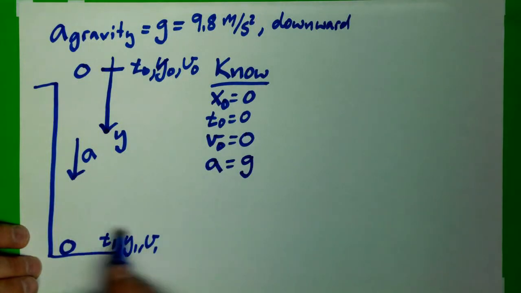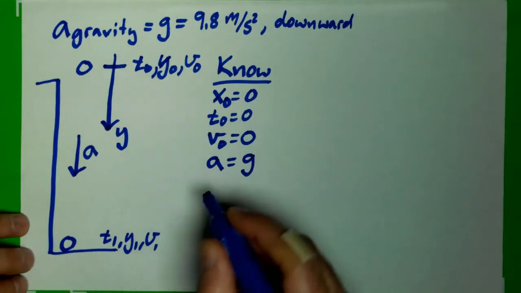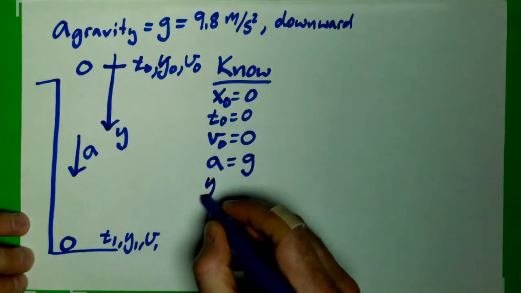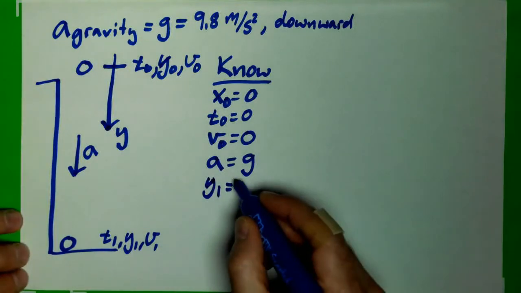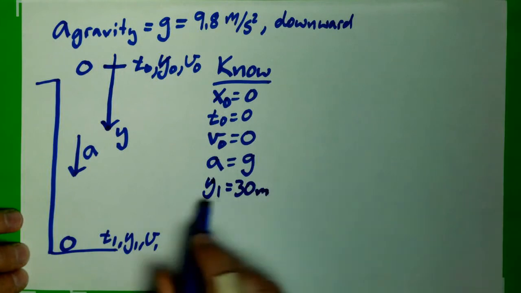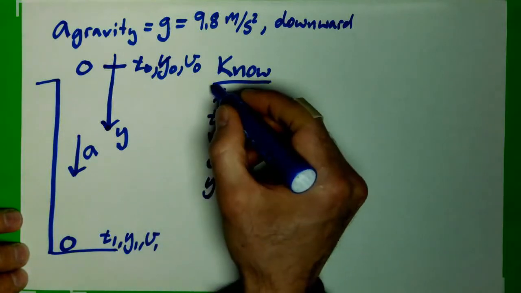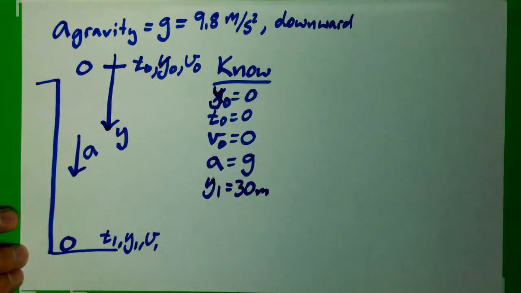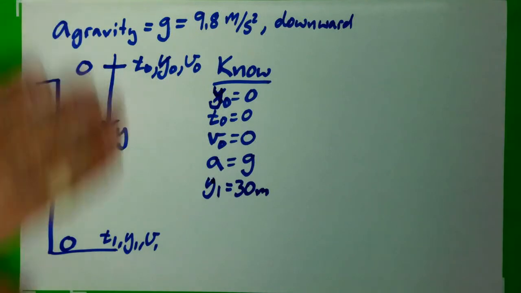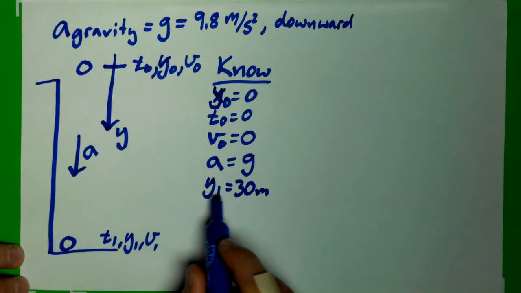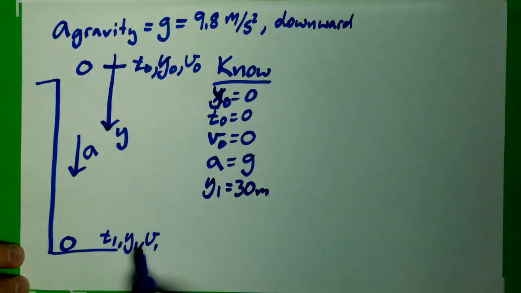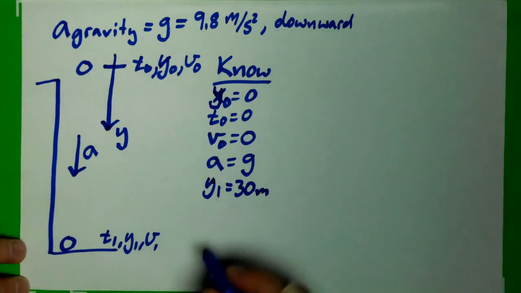And what do I know down here? Well, I don't know my time. Let's say I do know y1, and we'll say our building is 30 meters tall. And I just realized I wrote an x0. I should have written a y0 there, since I'm working in a y coordinate. Apologies for that. So I have y1 equals 30 meters, and I'm looking for v1. I don't know it, but I am trying to find it.